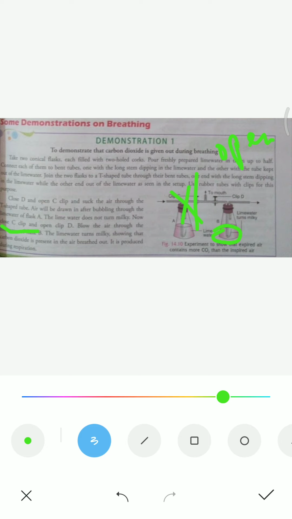So with this experimental setup we can understand that during the process of respiration, when we are expelling a gas, that gas is carbon dioxide, because it turns the lime water milky when it is bubbled inside the beaker. This gives us a clear indication that carbon dioxide is actually liberated during respiration. So this is the first demonstration.